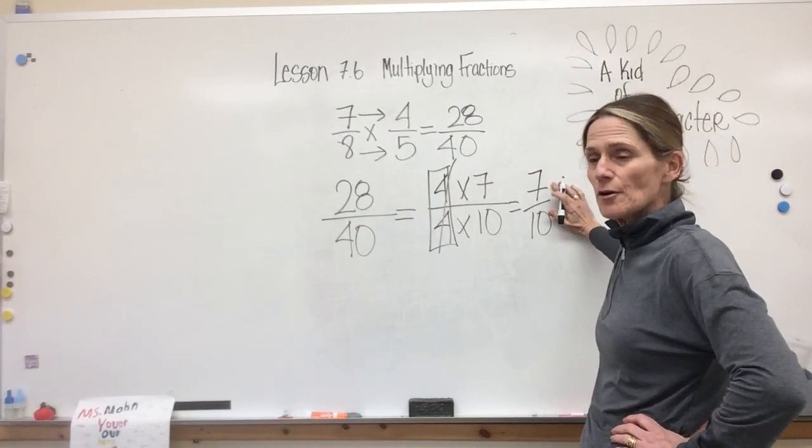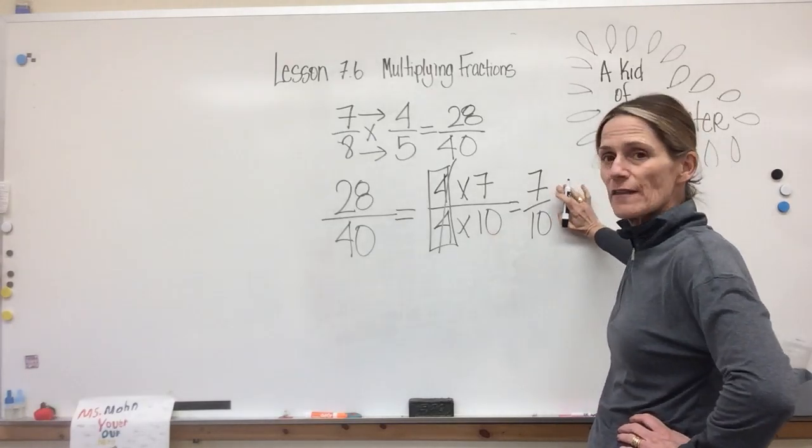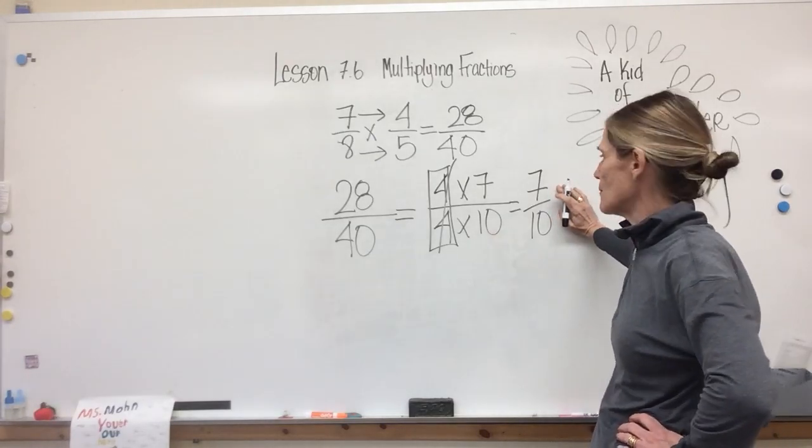7 is a prime number. There's nothing that I can multiply these by. There's no factor that they have in common.